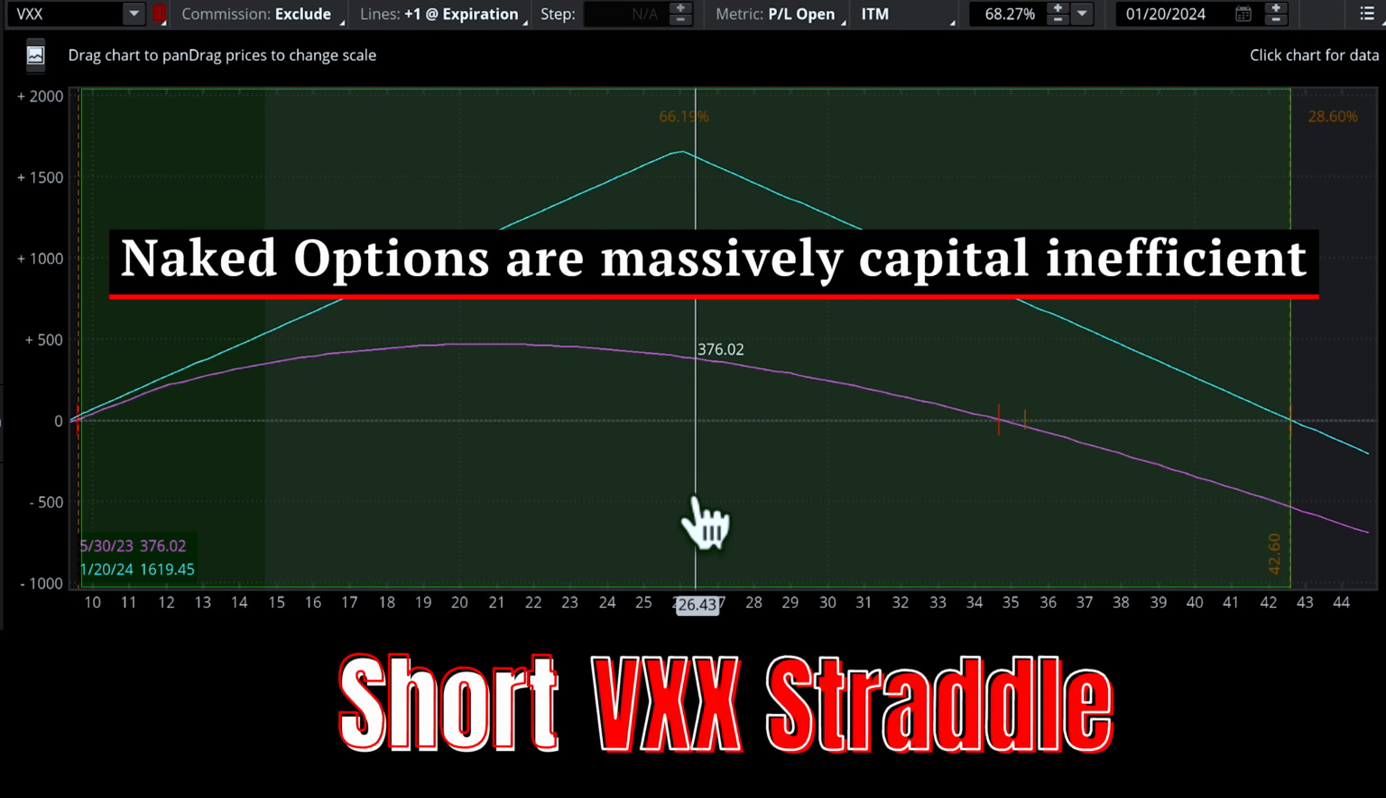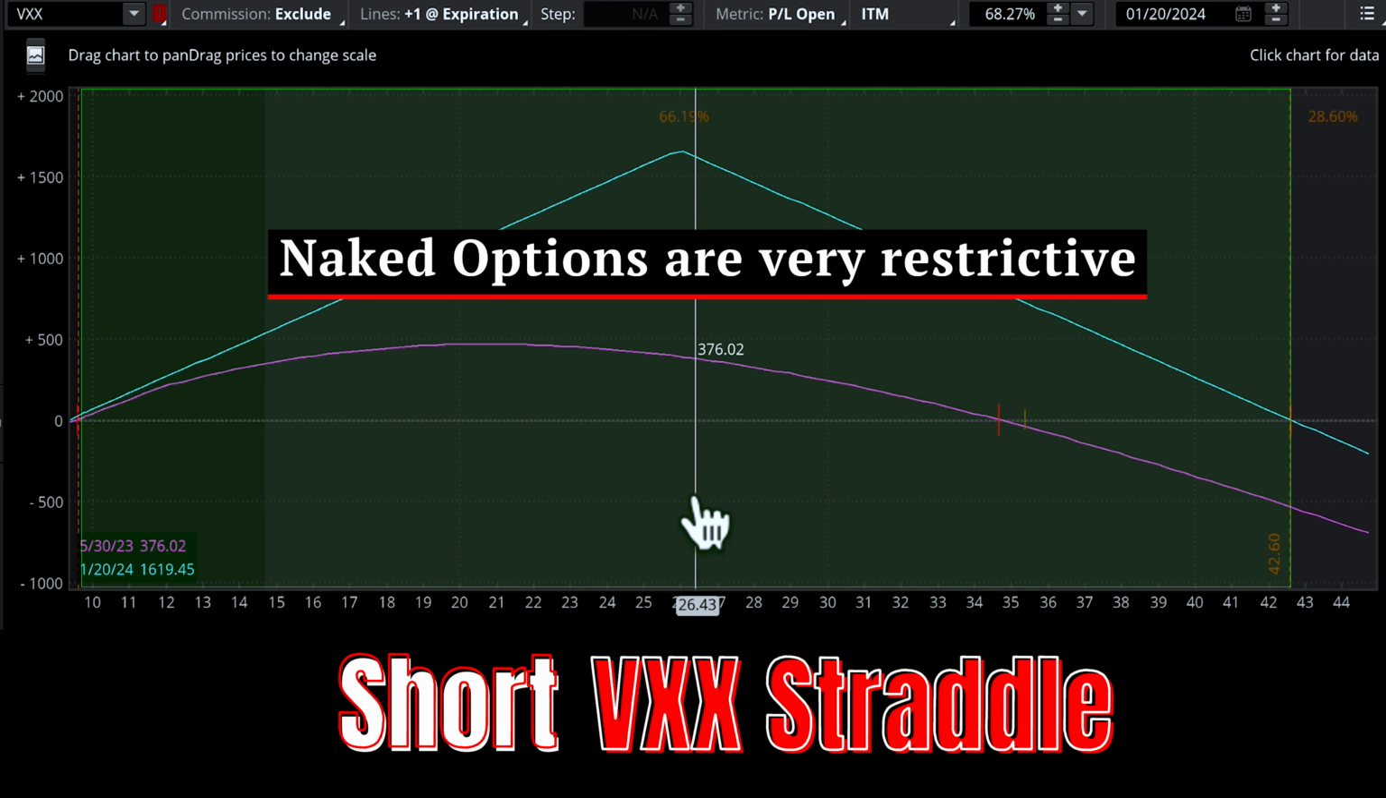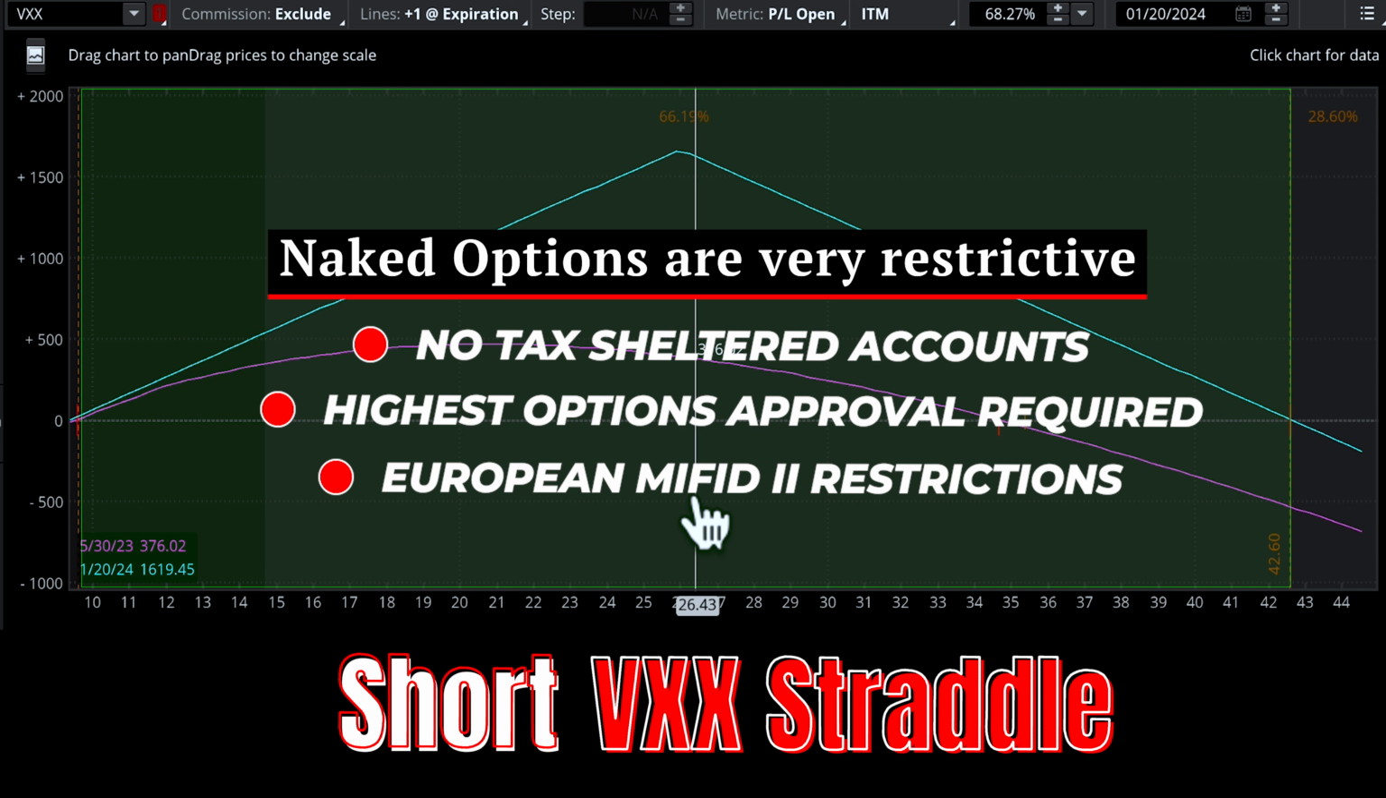Short straddles are massively capital inefficient. This is not a good risk-reward ratio at all, and it makes it difficult to have much of an impact on the rest of your investing portfolio. The second disadvantage I will highlight is this is a naked short option, which means it's very limited in what account types you can even open these in. You can't do this in any of the tax-sheltered account structures, and you're going to need the highest level of options approval in a margin account to do these. These just aren't going to apply to that many investors.